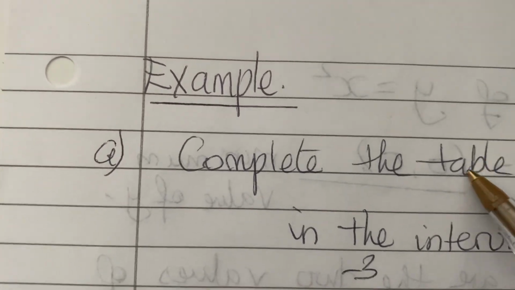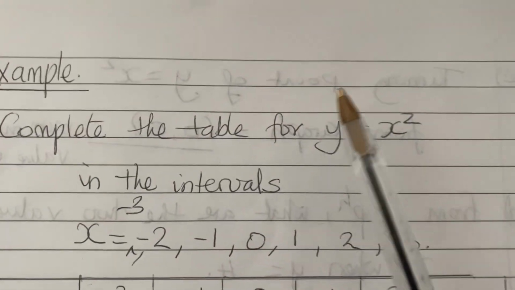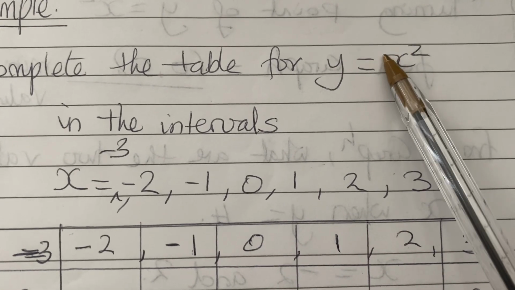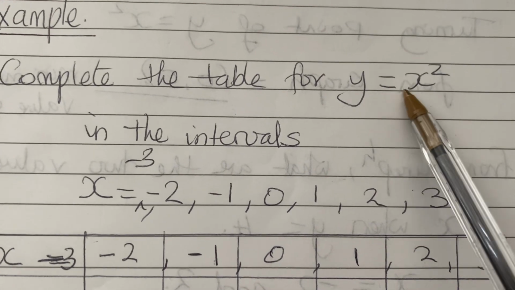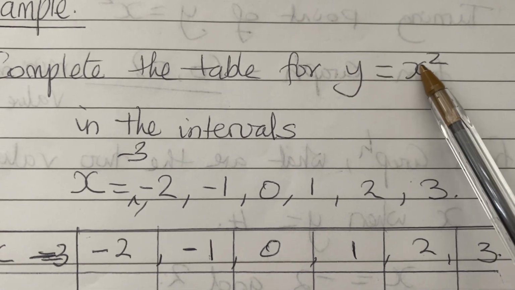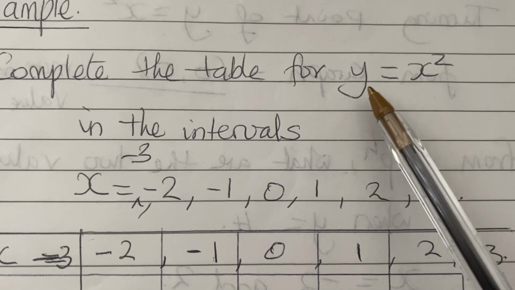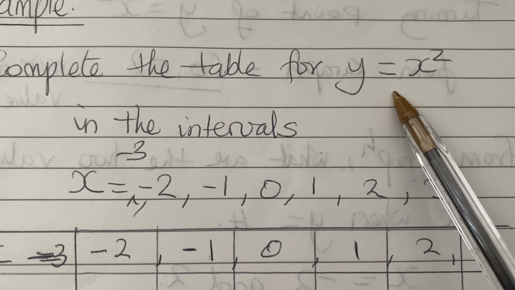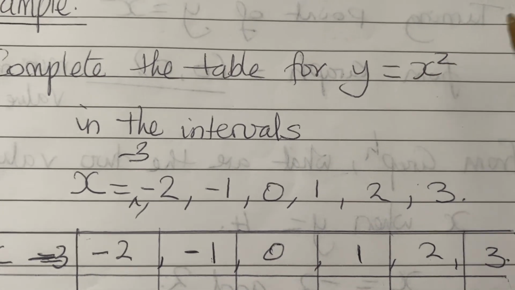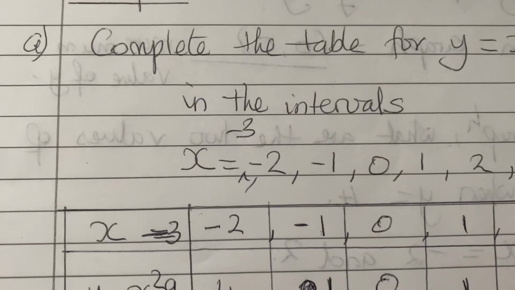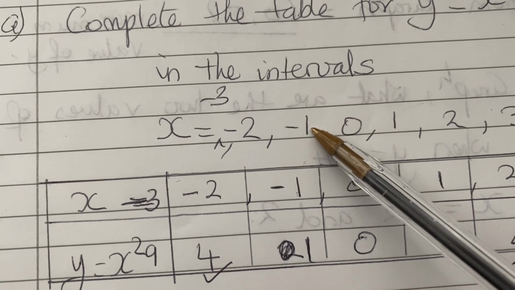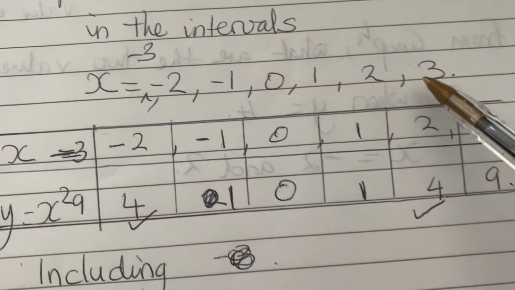So example, complete the table for y equals x squared. Okay, this is a simple graph. The x squared here is positive. If you have a graph y equals minus x squared, then it's going to open downwards. But here it is plus x squared, so it's going to open upward. Now they've given you intervals -3, -2, -1, 0, 1, 2, 3.